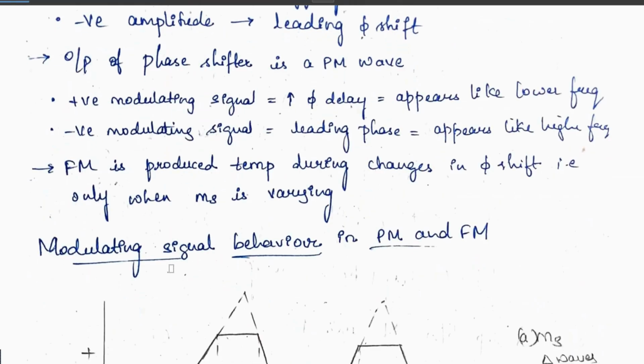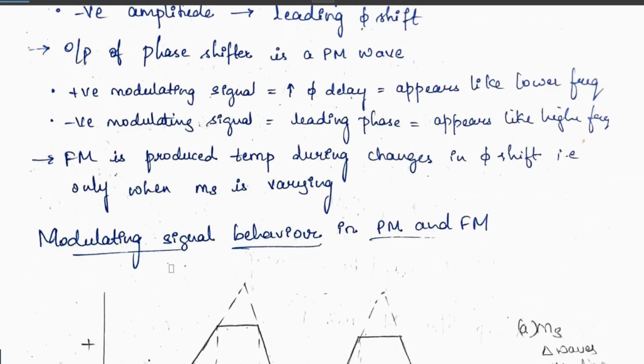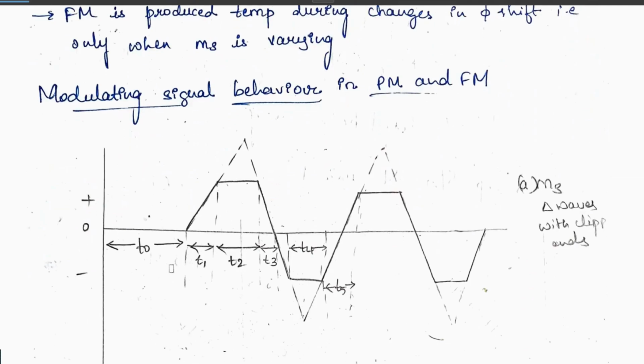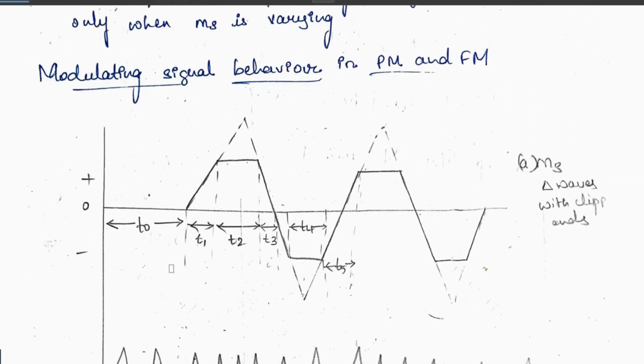Frequency modulation is produced during the changes in the phase shift, that is, only when the modulating signal is varying. The modulating signal behavior in PM and FM you can observe. This is the modulating signal. This is a triangular wave with clipped ends. You can observe it has got clipped.